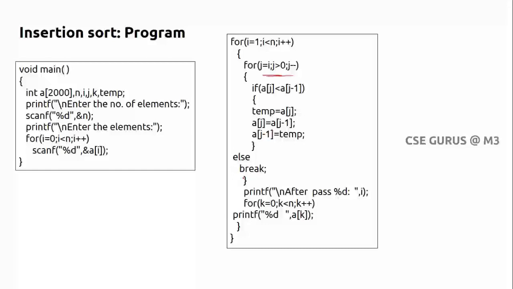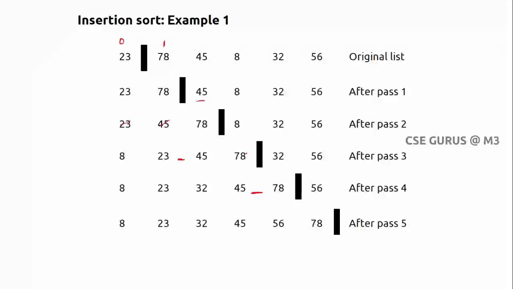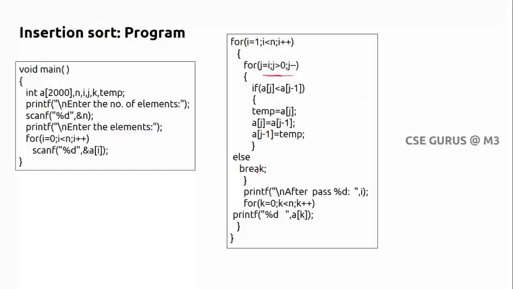If not, immediately break, no need to go to the next. Let us suppose we take 23, 45, 78 here, and let us suppose 98 is there. Is 98 less than 78? False. It directly goes to the else part, break, no need to do anything more. Is that right? So like this it will go.